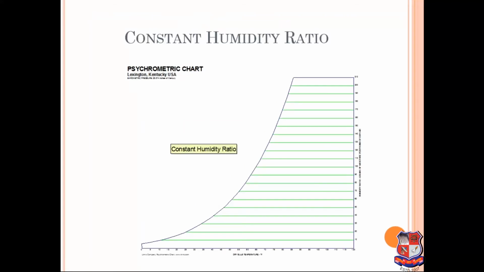Next is constant humidity ratio. The vertical axis represents the water vapor in the air and is commonly referred to as the humidity ratio. This is the vertical axis. A horizontal line represents a constant amount of water vapor in the air. If no water is added to the air (humidification) or removed from the air (dehumidification), then any change in air properties will follow this line.